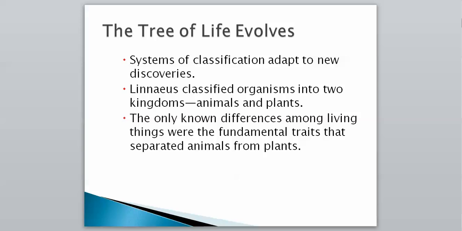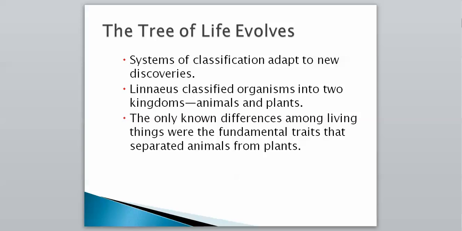Linnaeus classified organisms into two kingdoms, animals and plants. I believe we discussed that on one of our first workbook activities, that Linnaeus only described plants and animals, and so that was early on, and the only known differences at that time among living things were the fundamental traits that separated animals from plants. So when we first started with our system of classification and identification, we really only had basic characteristics to go off of, looking at what is an animal and what is a plant.